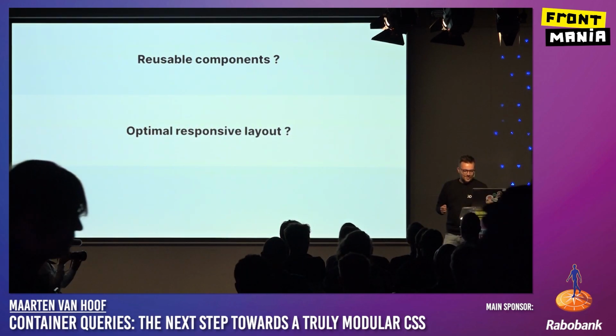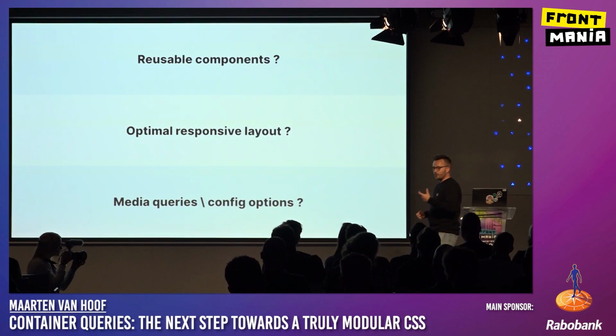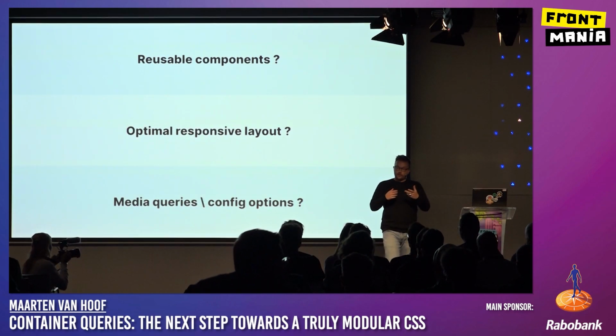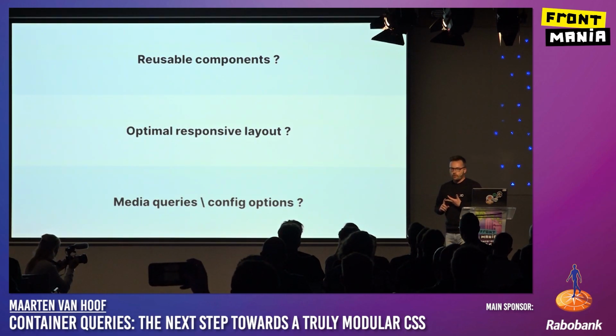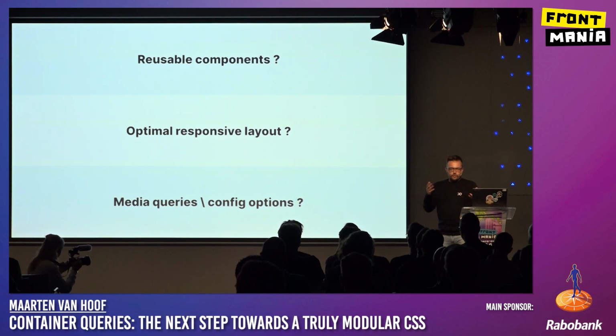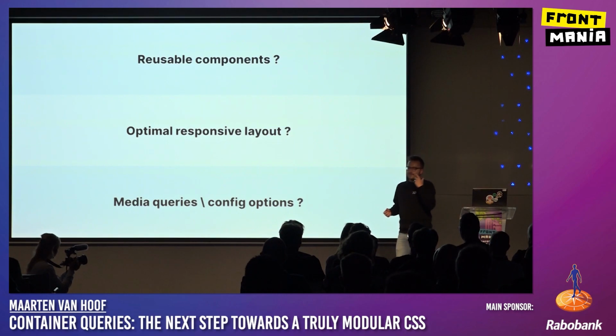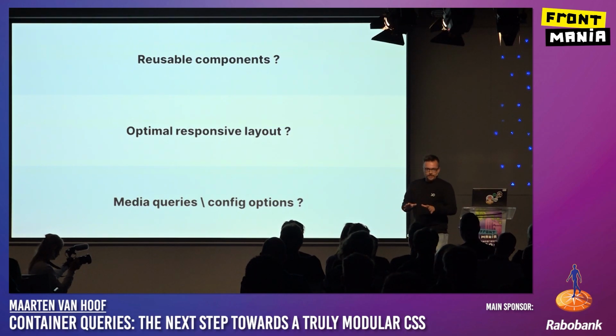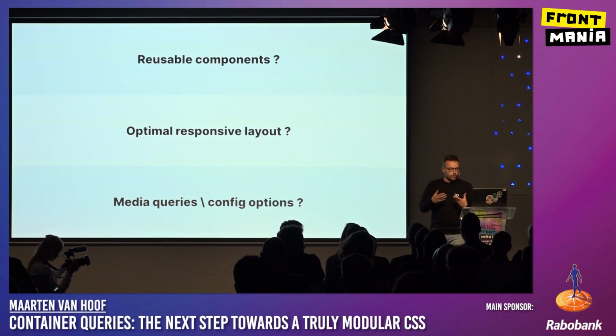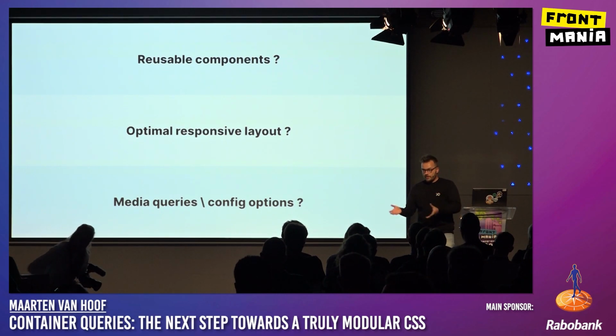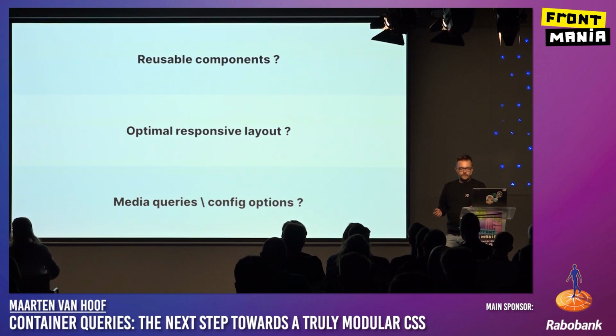Did you use media queries, or did you provide configuration options like design tokens or properties, React properties to that component? If these questions do not ring any bells, don't worry. In the next 30 to 40 minutes, I'll try to explain what problems we face right now as front-end developers when building reusable, robust components. And I'm going to explain how to do that in CSS with a new CSS feature.